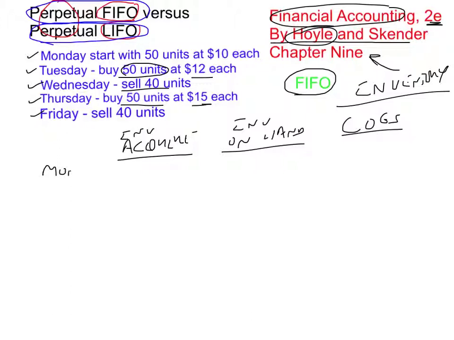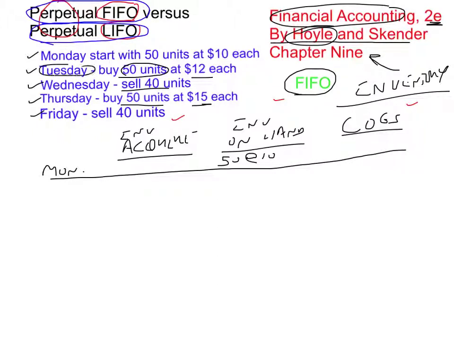On Monday, the company starts with 50 units at $10 a piece. Now you can kind of envision this being the inside of a computer system where you're keeping this on some kind of an Excel spreadsheet or some kind of a computer file. Now, that ends Monday. On Tuesday, they buy 50 units more. So we'll put down Tuesday. 50 units are bought at $12 each.